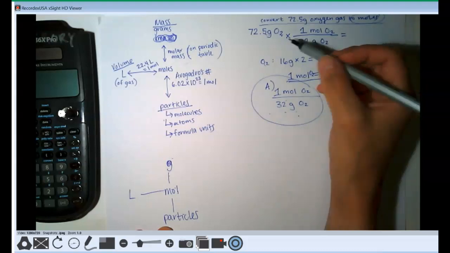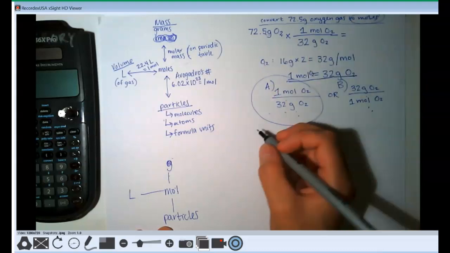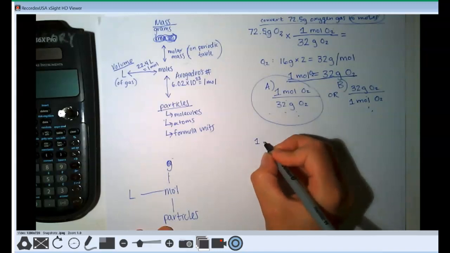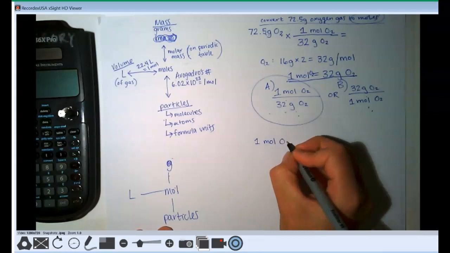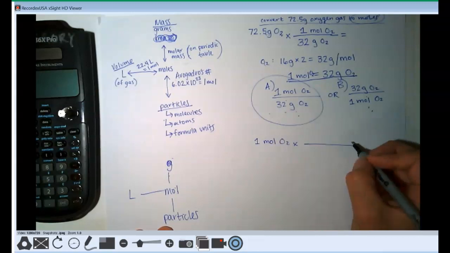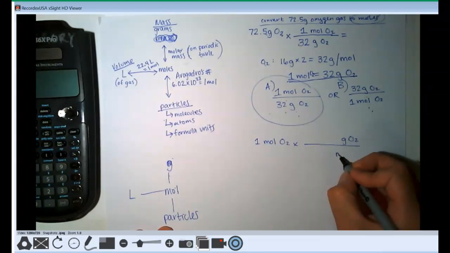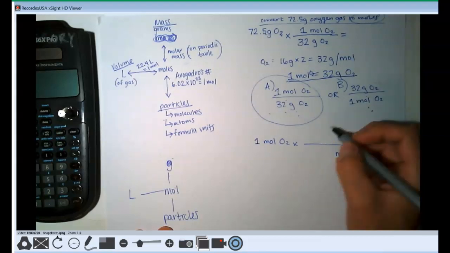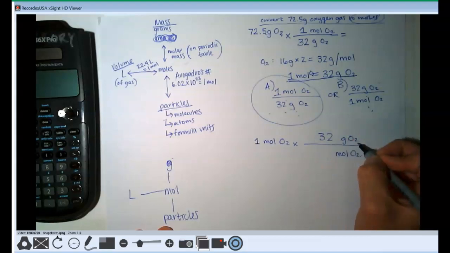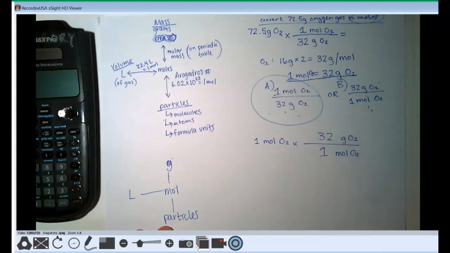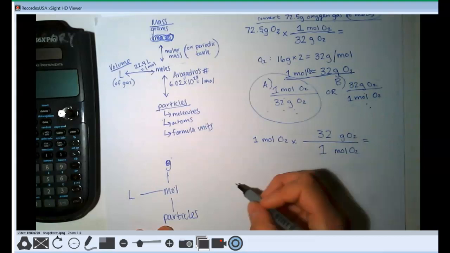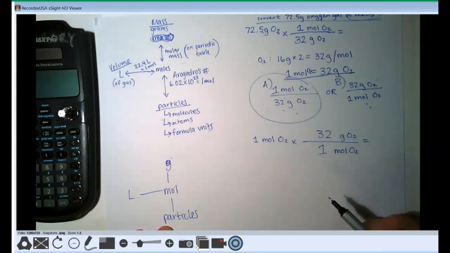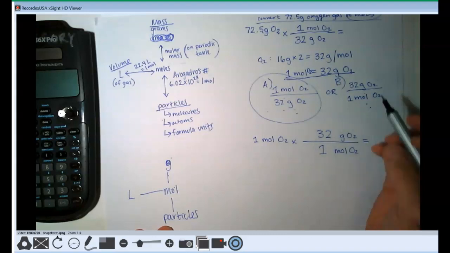But if we were converting from moles to grams, so let's say we did it the opposite direction, if we were doing 1 mole of O2 and we wanted to convert it into grams of O2, then we'd have moles of O2 on bottom and we wanted to convert to grams. So we'd use this other conversion factor, 32 grams of O2 over 1 mole of O2. So it just depends on what direction your conversion's going. So that's basically how you decide what to do.